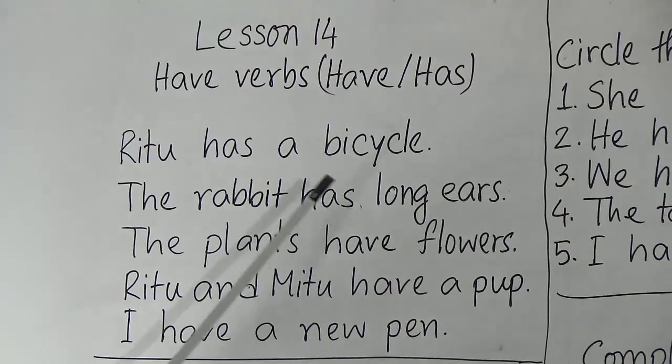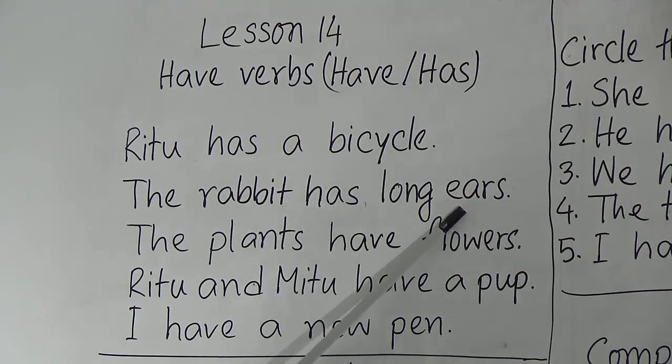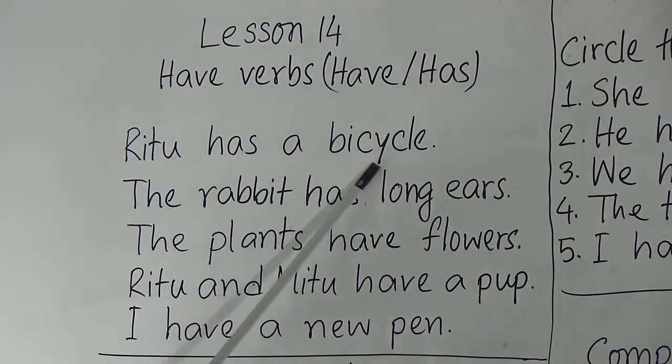Ritu has a bicycle. The rabbit has long ears. The plants have flowers. Ritu and Mitu have a pup. Pup means the baby dog. I have a new pen. Now look at these first two sentences. Ritu has a bicycle. The rabbit has long ears.